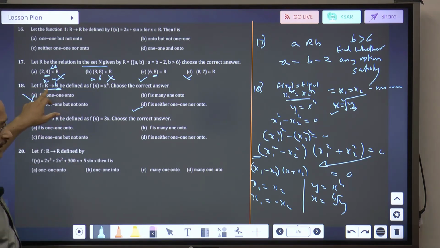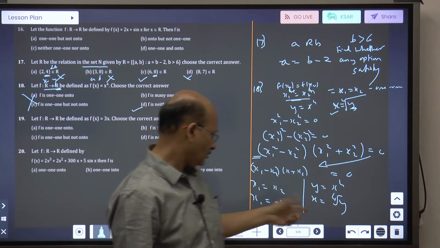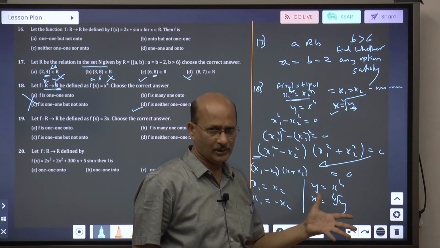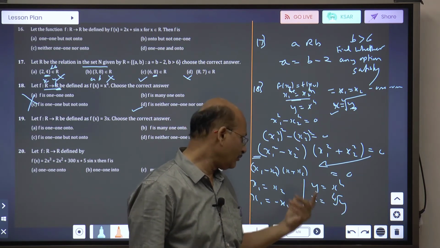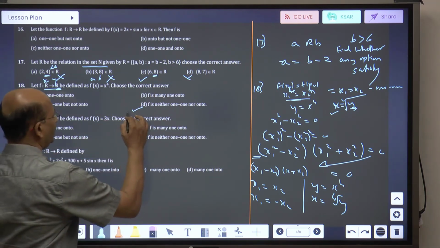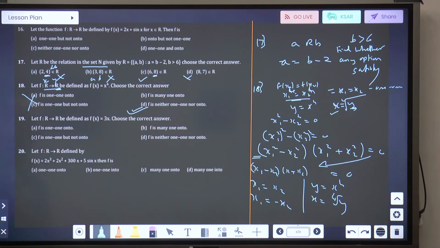So x, does it satisfy? Not necessary. Real number, fourth root of negative number, not possible. Correct or not? So I think it will not work. So that's why it's not onto. So neither 1-1 nor onto suits better than any other thing with this. It was a simple question.